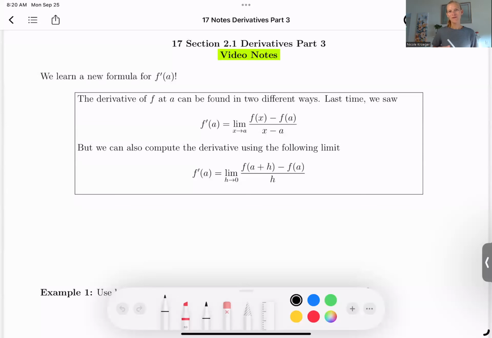Today, we're going to learn a new way to find the derivative. This is just a new limit. In class, we'll see why this limit today is the same as the limit that we computed last time, or that they're equivalent ways of computing the same thing.